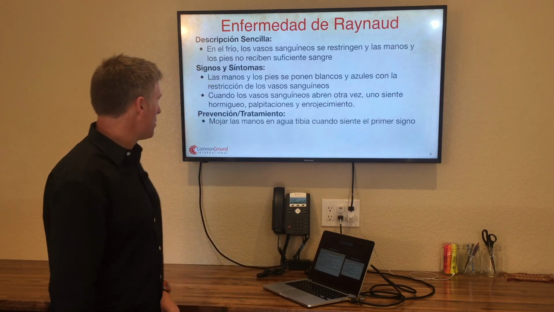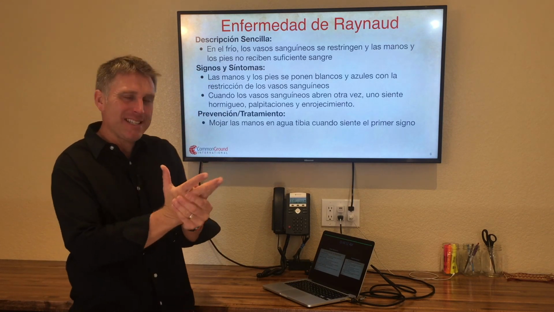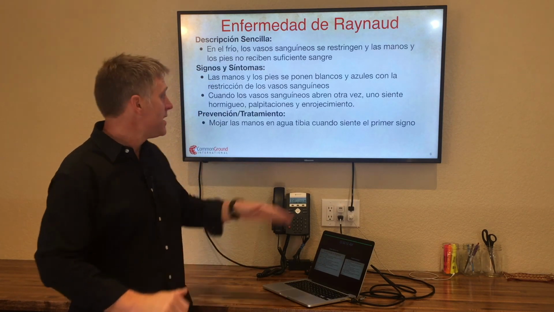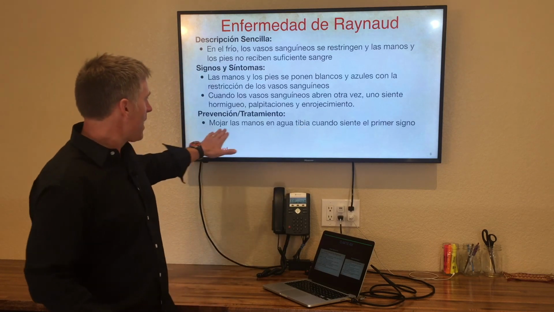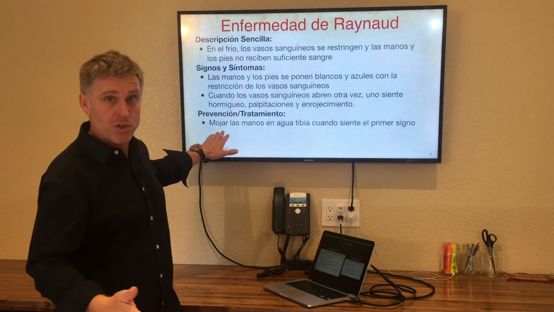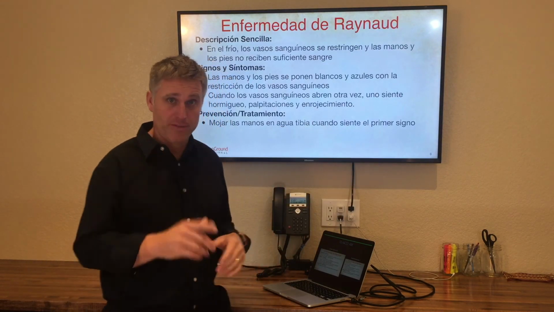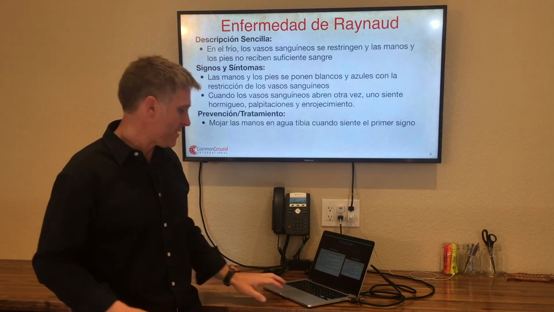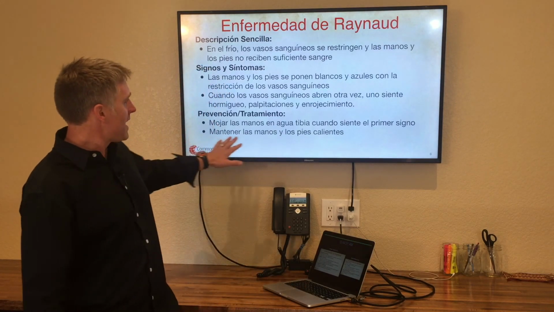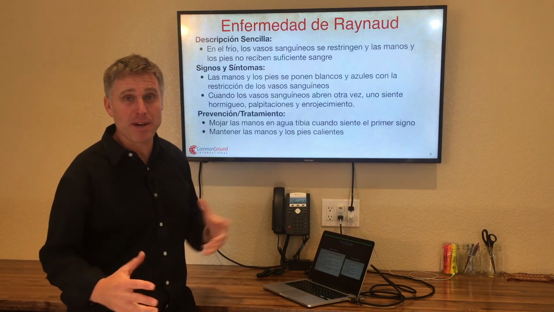Prevención, tratamiento. Mojar las manos en agua tibia, warm. Tibia is warm. Moisten or soak las manos en agua tibia cuando siente el primer signo, when you first feel the first signs. Mantener las manos y los pies calientes. Keep your hands and feet warm.